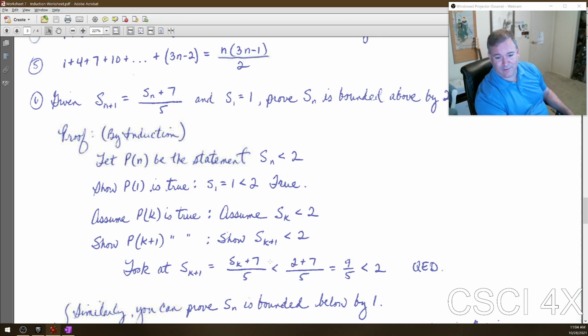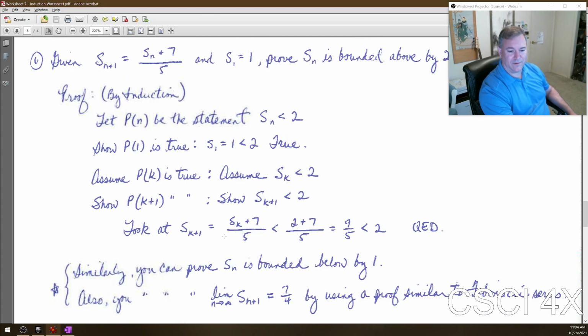You can actually put in 2 even. 2 plus 7 is 9. 9 divided by 5 is less than 2. So the highest element it could be is bounded by 2 on top. And if you substitute it in, you get a number less than 2, so it can't be bigger. He does it using an inequality. So he knows that S sub k plus 7 divided by 5 is less than 2 plus 7 over 5. 9/5 is less than 2. QED. Done.